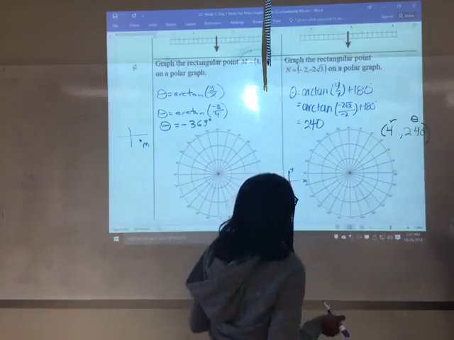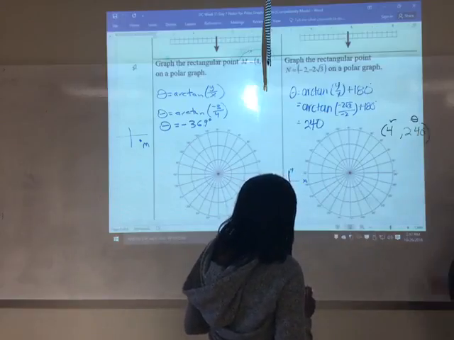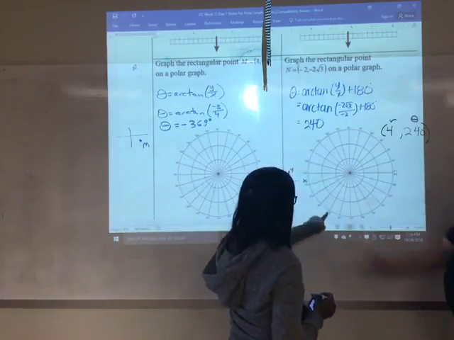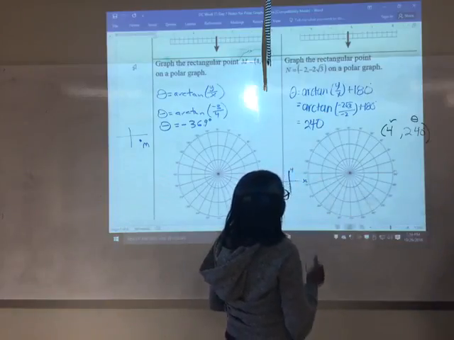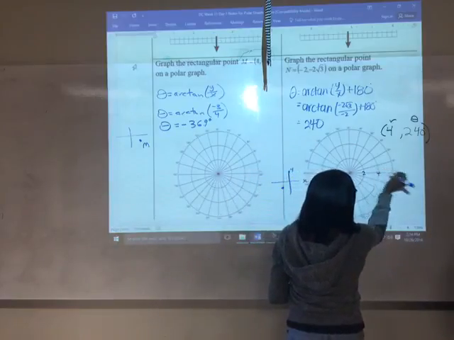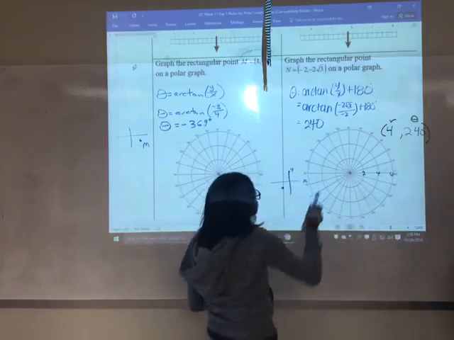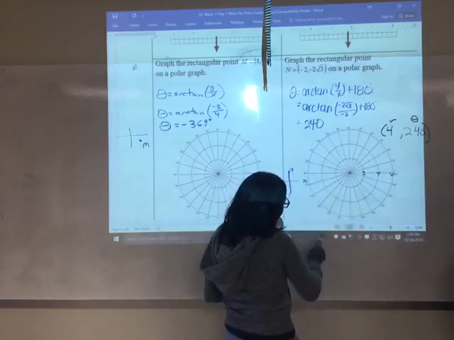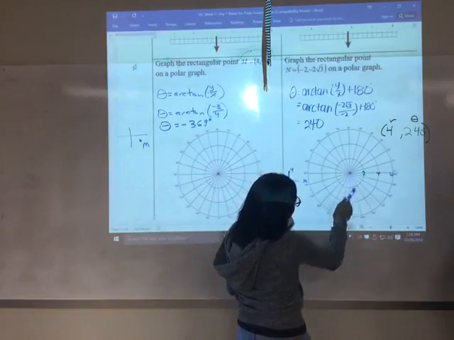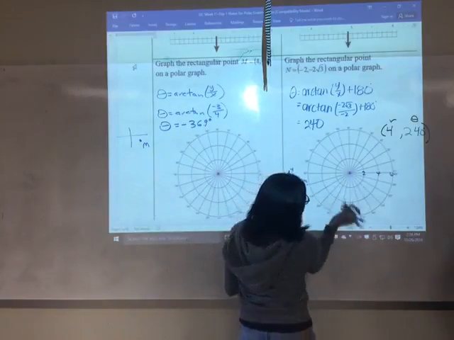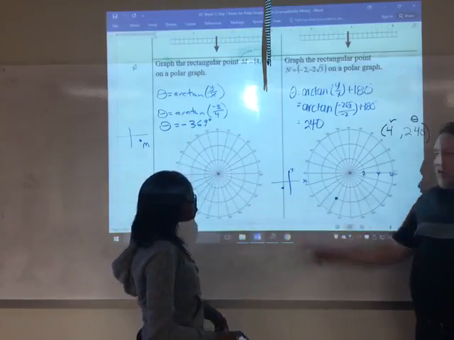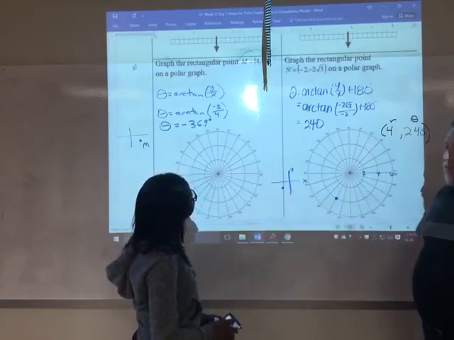240 degrees. And what quadrant do we find 240 degrees in? 240 degrees is in the 3rd quadrant. Ah, just like you predicted. Yes. And since we don't have 4 rings, I'm going to count by 2s. 2, 4, 6. And we go to 240 degrees, just here. And then we go out radius of 4. So 2, 4, the point is right here. And there is our point in quadrant 3, just as you predicted.